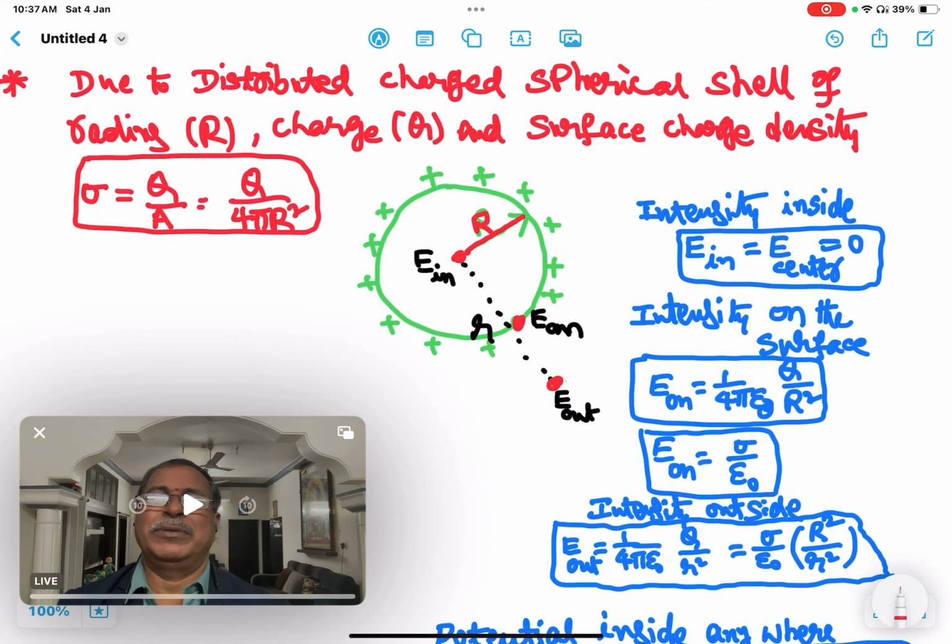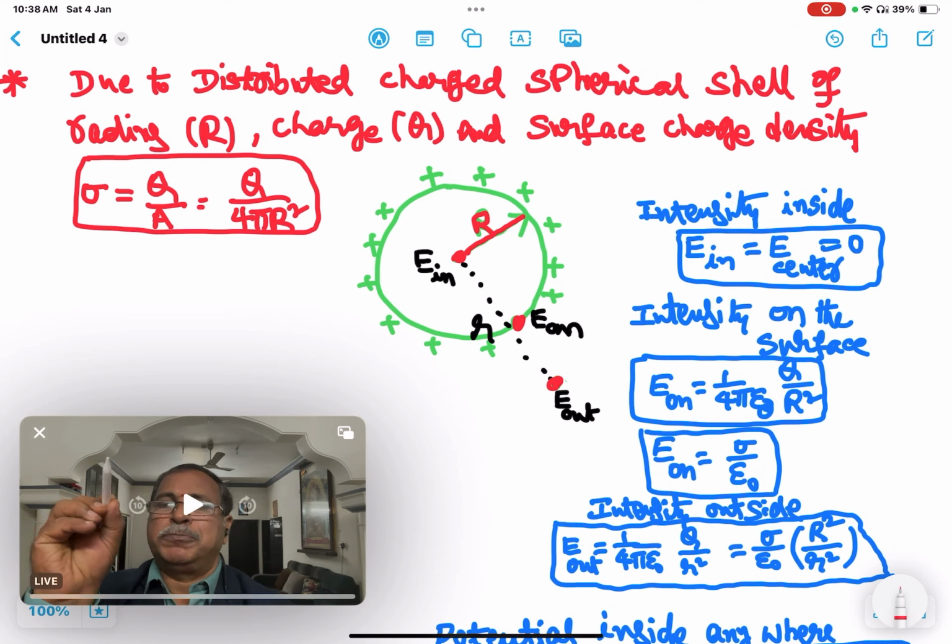Now, a beautiful concept: it is due to a distributed charged spherical shell of radius r, charge q, and surface charge density sigma here. In the previous case, it was linear charge density, here it is surface charge density. The charge is uniformly distributed over the spherical shell.